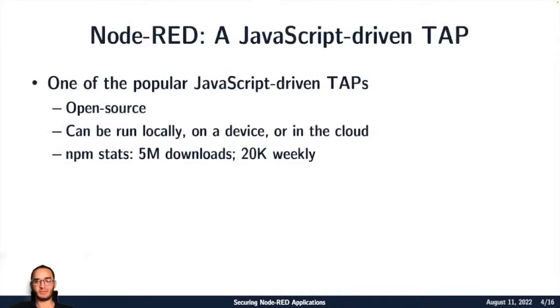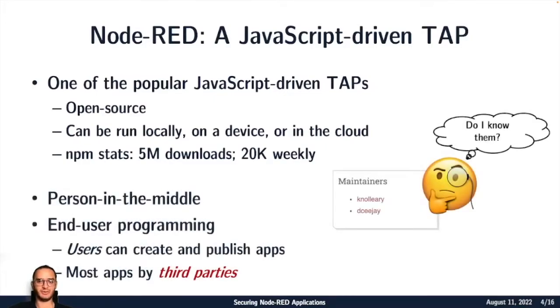Node-RED is indeed one of the popular JavaScript-driven TAPs. It's open source and can be run on your local machine, on a device, or in the cloud. The NPM stats say so far it has been downloaded more than 5 million times. TAPs in general, and Node-RED as an instance, use access delegation tokens, meaning that they act on behalf of the users, which is also known as person in the middle.